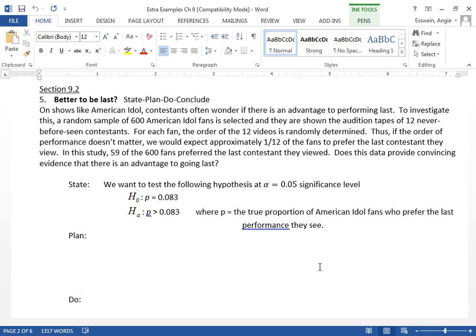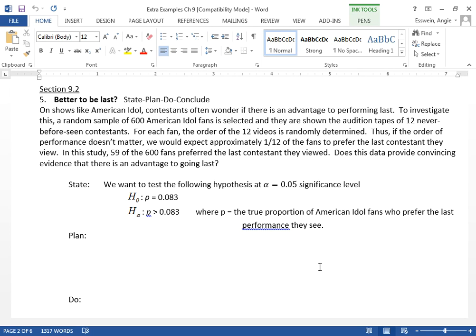If the order doesn't matter, then 1/12 of the fans should vote for the last contestant. That would be the statement of no difference. If there's no difference at all, 1/12, that's our proportion. So what really happened? Did 1/12 vote for the last person? Actually, 59 over 600. My first inclination is to put these both in decimal form and compare, to see how far away from 1/12, was it above, was it below?